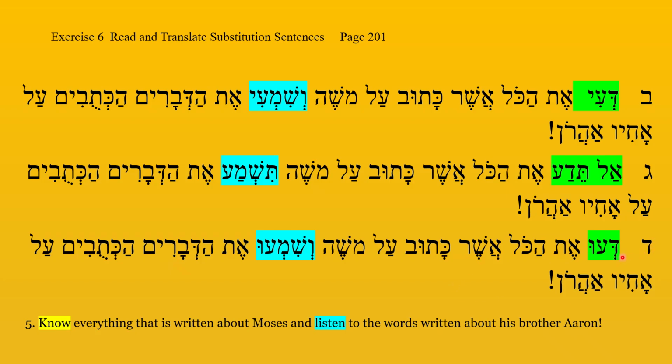And Dalet, da'u et hakol asher katuv al Moshe v'shim'u et hadevarim haketuvim al achiv Aharon. So now, command form, the masculine plural form. So know everything that is written or is being written about Moses, and listen to the words being written about his brother Aaron.